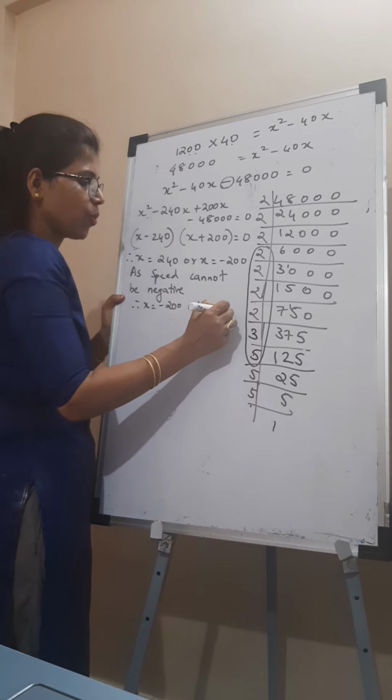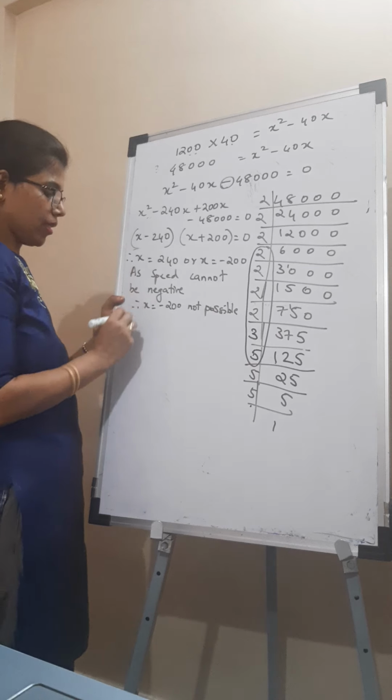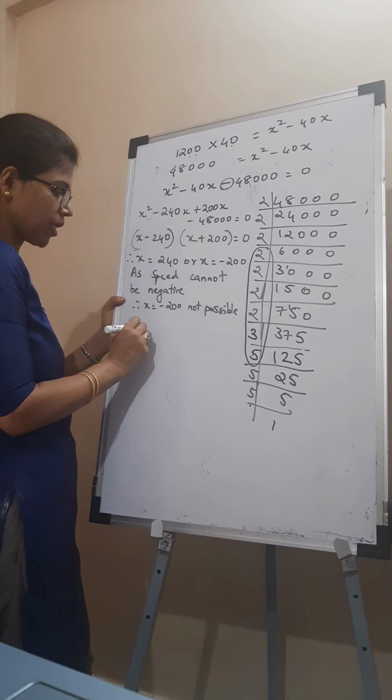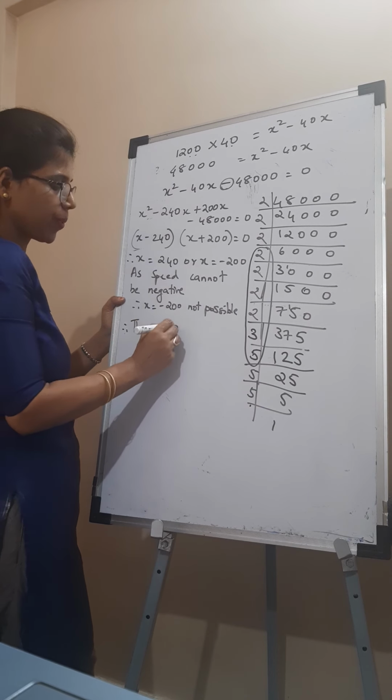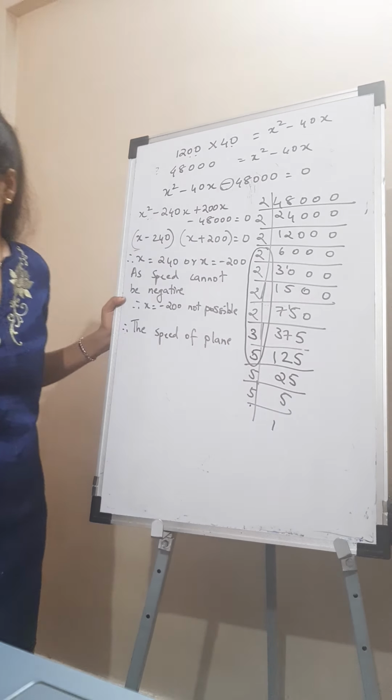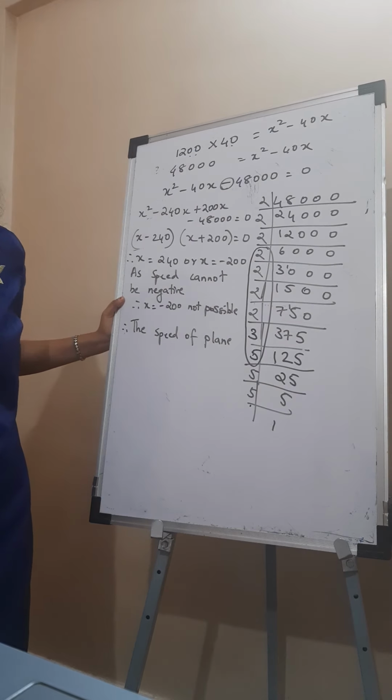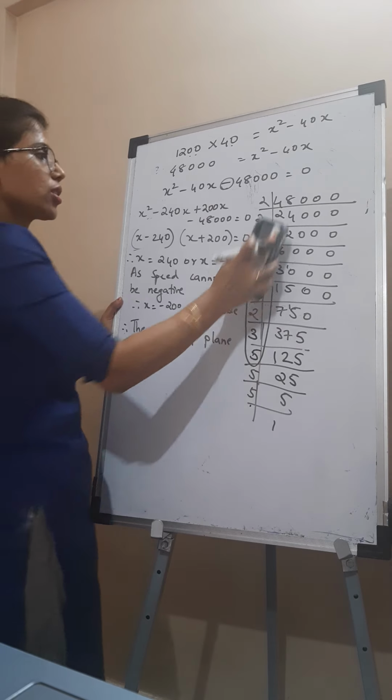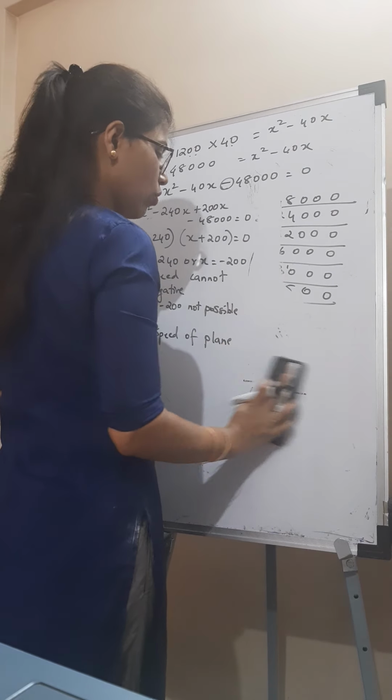So what will be the speed? Therefore the speed of the plane on the onward journey, because you need to find that. They have asked you to find the speed of the onward journey. So you are going to write that the speed of the onward journey.